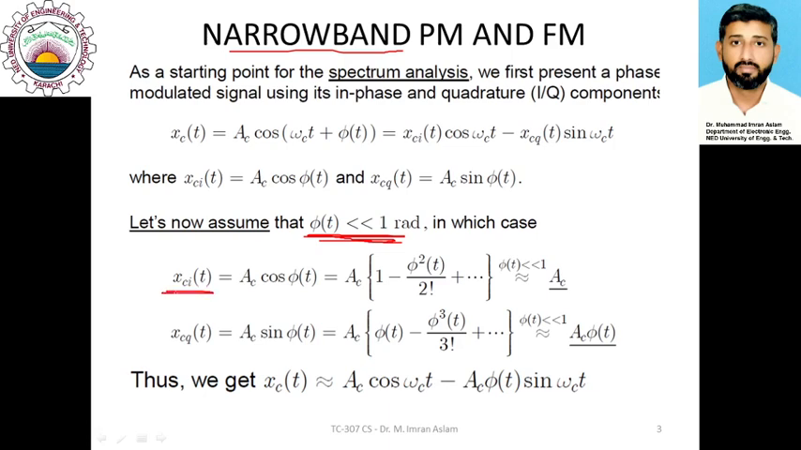So you can see that this in phase component, which is A_c cos φ(t), can be written as A_c times the series expansion of the cosine function: 1 minus φ²(t) over 2 factorial, plus similarly φ⁴(t) over 4 factorial, and so on. This goes on up to infinity.